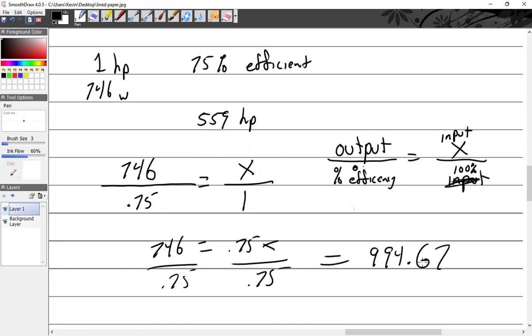All right, so if I draw 994 watts of power and I only put out 746 watts, does that sound like a motor that's not entirely efficient? And that's what we said. Sounds about 75%.